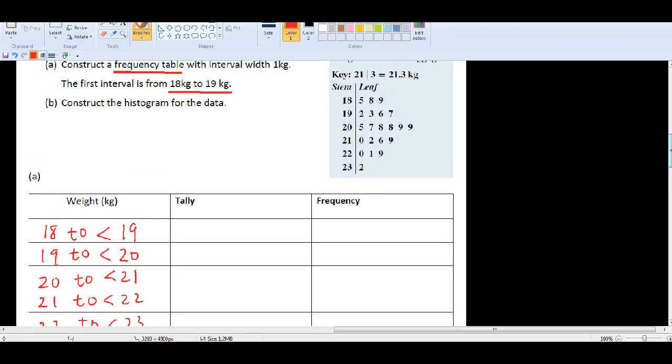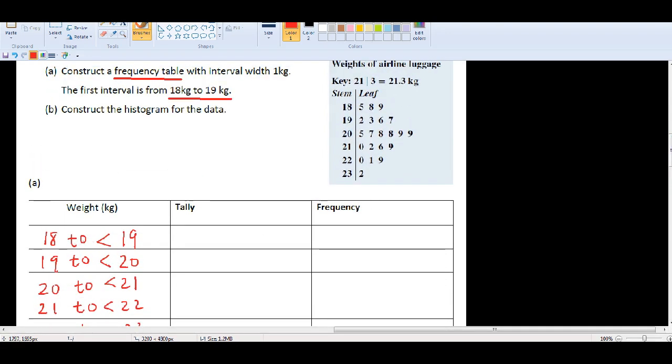So let's see how many from 18 to less than 19. So the first one is 18.5, right? How many of them? There are 3 of them, right? Okay, let's write it. So that's one. Alright, and 19 to less than 20. Okay, so 19.2, 19.3, 19.6, 19.7, 4 of them.